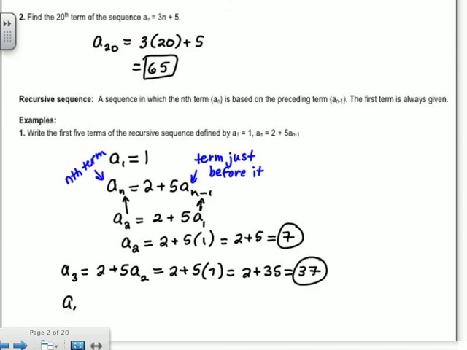All right, and then a sub 4. So I have 2 plus 5 times a sub 3. So it's 2 plus 5 times the third term, which was 37. So I get 2 plus 185. Is that right? 185? So I get 187. Okay, making sense?